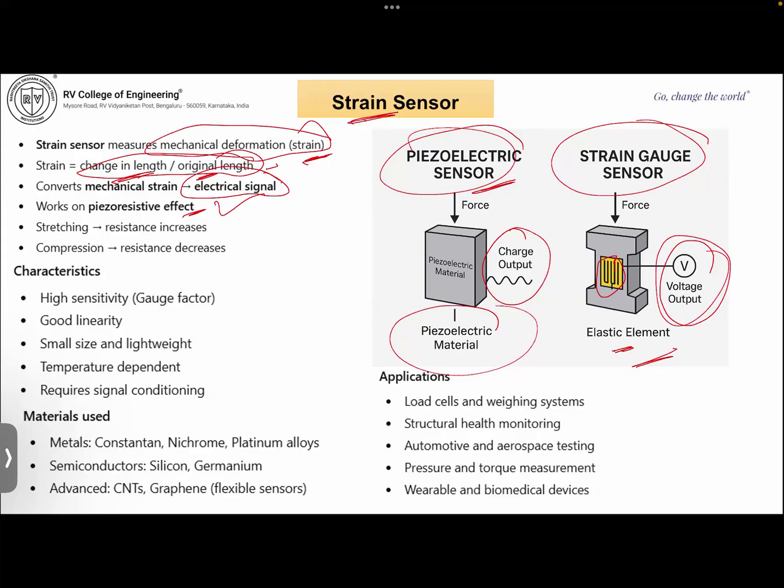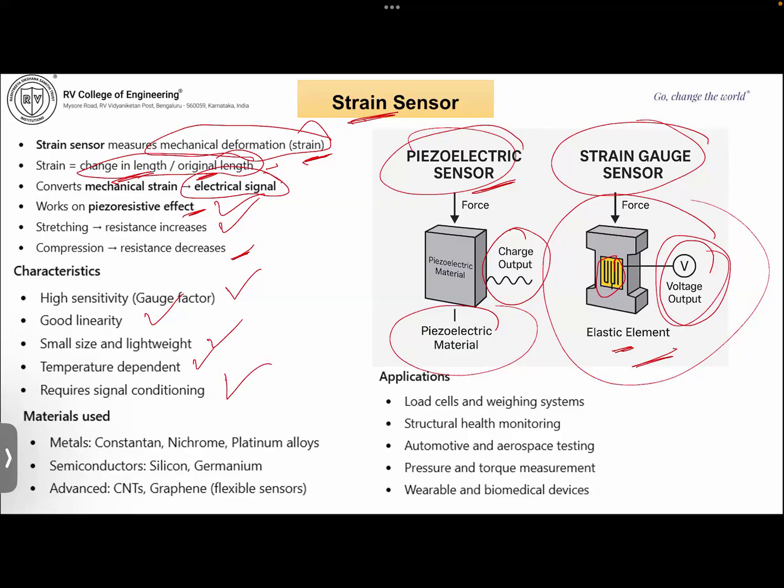Stretching leads to an increase in the resistance. Compression leads to a decrease in the resistance. So that is what happens in a strain sensor. The characteristics are that they are highly sensitive, which is expressed as the gauge factor. They have good linearity, small size, lightweight, are temperature dependent, and require signal conditioning.